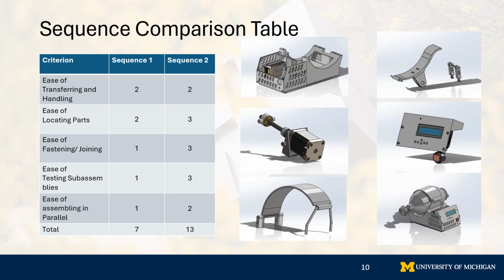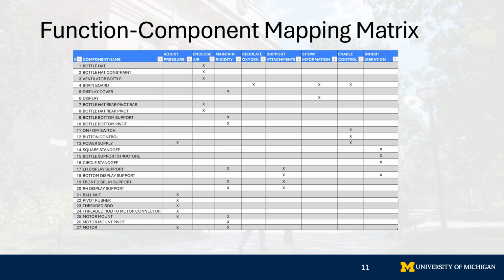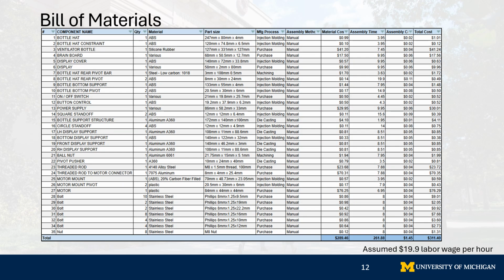assembly process. Here we have the function component mapping matrix, where each component of the ventilator is mapped to a leaf level function from the FAST diagram. The presence of multiple components within a single function is what drove our redesign efforts in terms of DFM and DFA. The breakdown of the ventilator's BOM is shown below. The initial design results in approximately 262 seconds assembly time and a cost of $311.40 to manufacture.